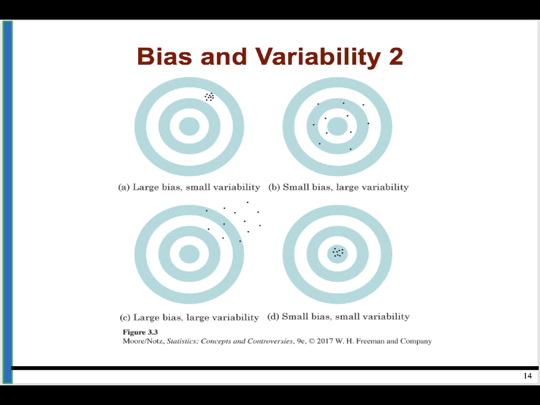On the bottom left, letter C is an example of large bias and large variability, because the results are clearly away from the target and they're still pretty spread out. But the bottom right is an example of small bias and small variability. We hit the target and we were usually pretty close to the other results.